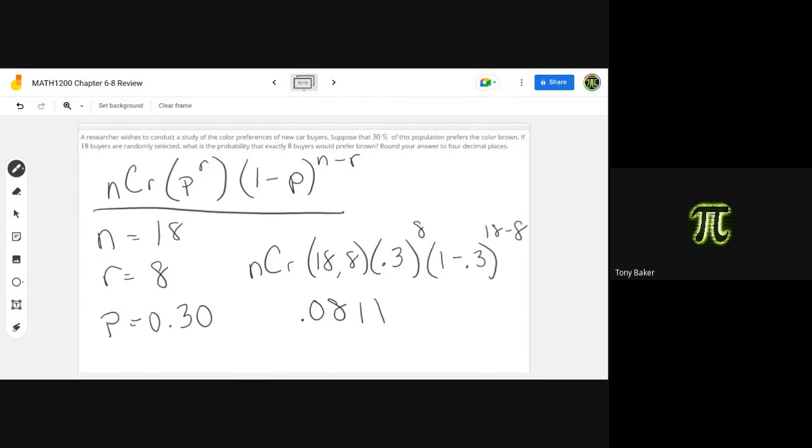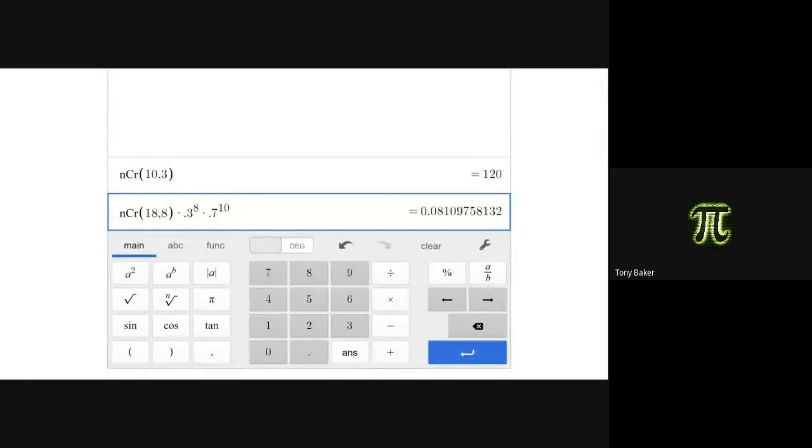So basically, that's what I typed in the calculator. I did a few of the calculations to make my life a little easier typing it in, like I did 1 minus 0.3, and I did 18 minus 8. But yes, you could type the entire thing right on the calculator. It would give you the right answer.